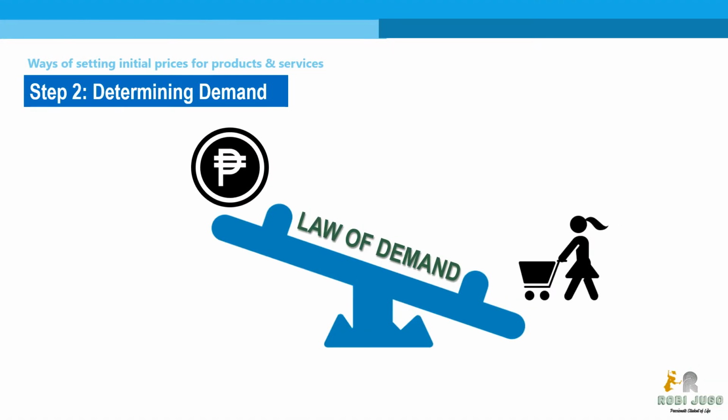Step 2 is determining demand. But what is law of demand? Law of demand states that the higher the price, the lower the demand.